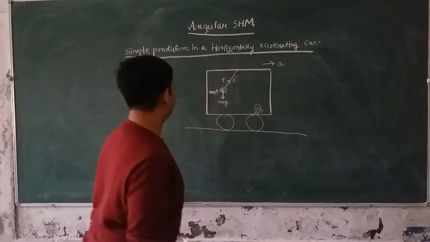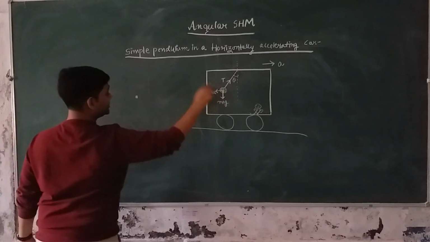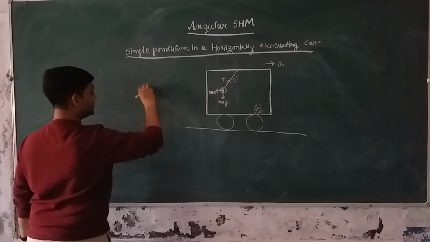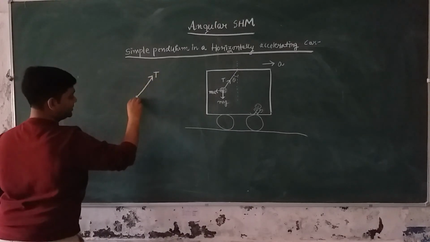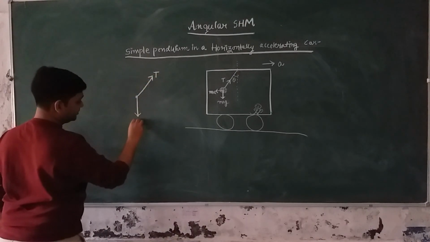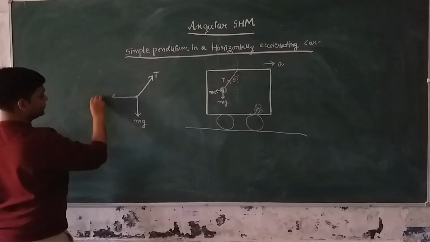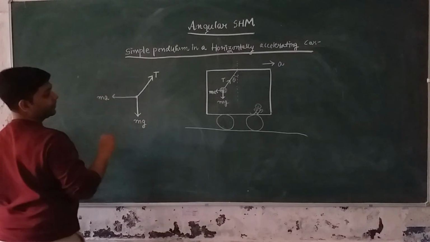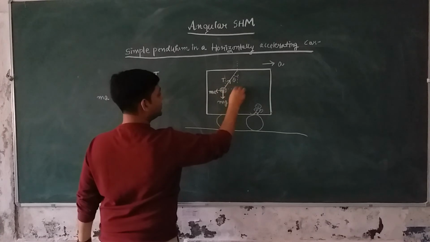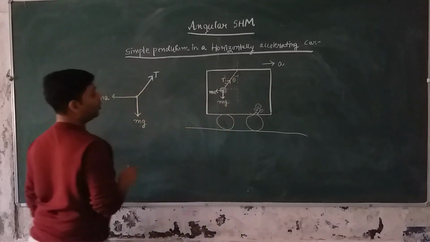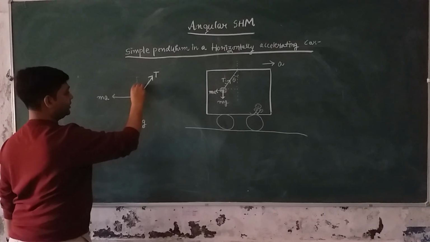So these are the three forces. Let me draw these three forces here. This is the point, center of mass. This is tension T. This is mg, and this is ma. And because this angle is theta, this angle will also be theta, alternate angles. So this angle will be theta.